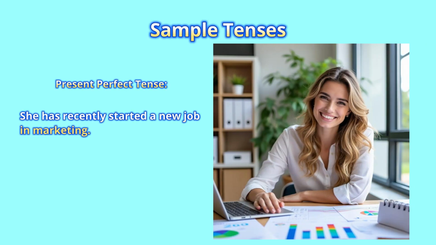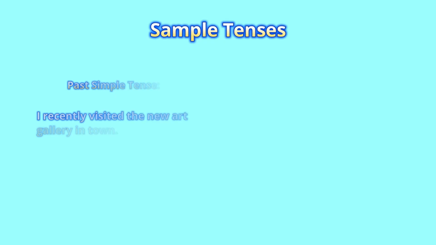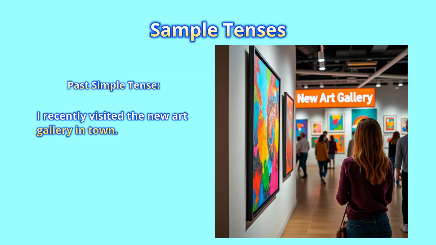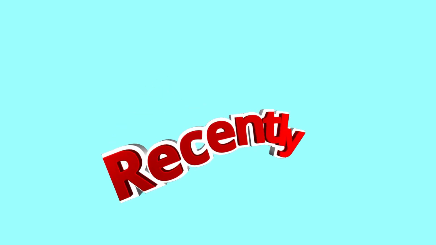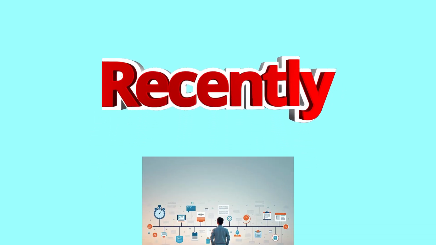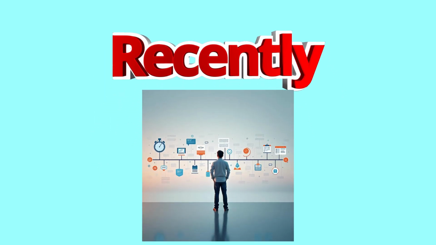Sample tenses. Here are examples of recently used in different contexts. Present perfect tense. She has recently started a new job in marketing. Past simple tense. I recently visited the new art gallery in town. Present continuous tense. They are recently working on a project that addresses climate change. Summary. Recently refers to actions or events that have occurred in the near past.